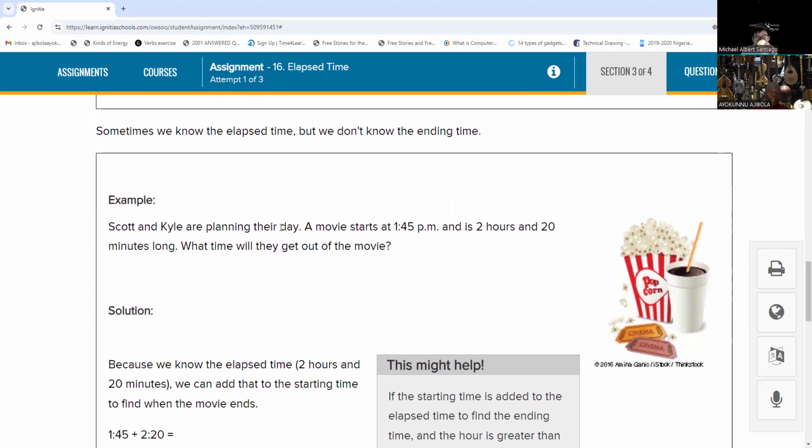Now, Scott and Kyle are planning their day. A movie starts at 1:45 p.m. and is 2 hours 20 minutes long. What time would they get out of the movie? So that means you're just going to add 2 hours 20 minutes to 1:45 p.m. So if you add 2 hours to 1 p.m., that'll be 3 p.m. Then 45 plus 20 is 65. So that means there'll be 5 minutes, another 1 hour. So instead of 3 p.m., that is going to be 4 p.m.